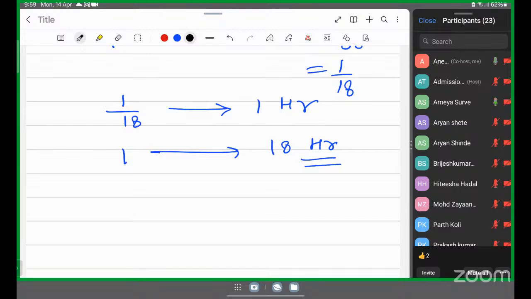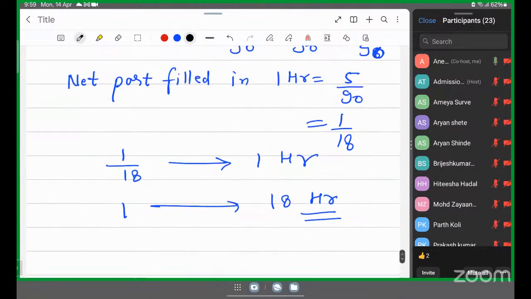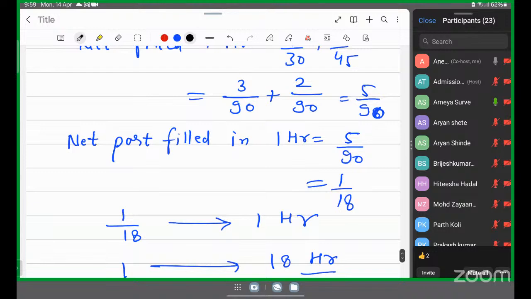Sir, can you explain the fraction again? Which one? Sir, that 1 by 30 plus 1 by 45.